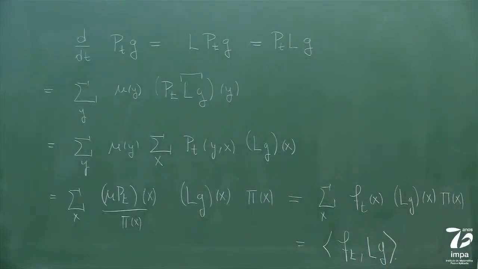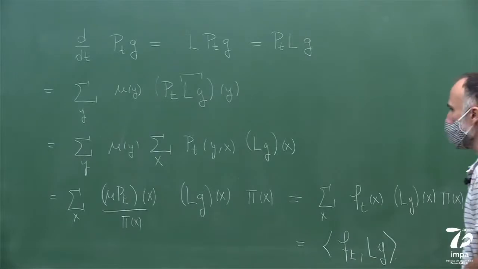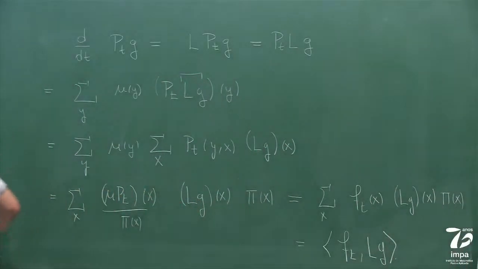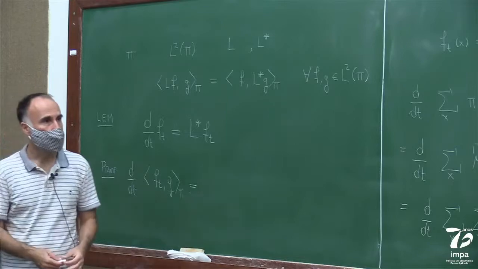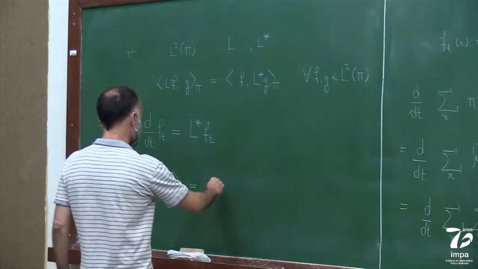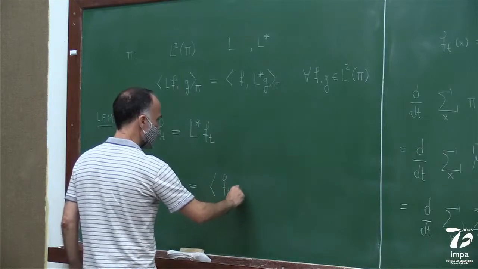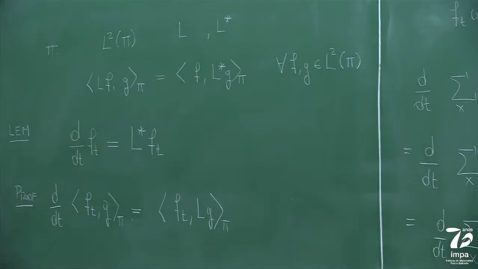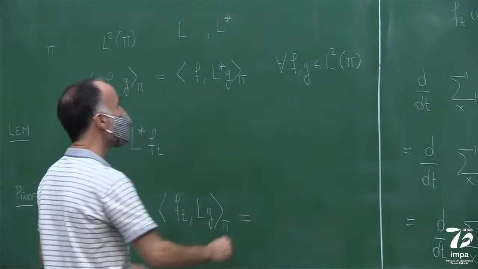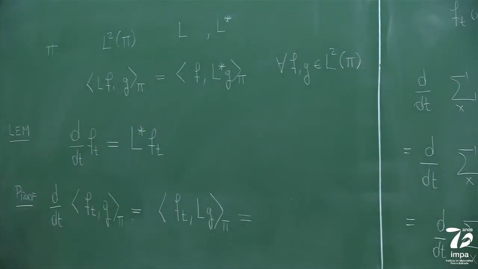Okay? So up to now, I don't want to erase that, what we proved is that d/dt of the scalar product of ft with g is equal to the scalar product of ft with LG. This is what we proved. Right? You agree with that? And this is what we need, because now let me use the definition of the adjoint.